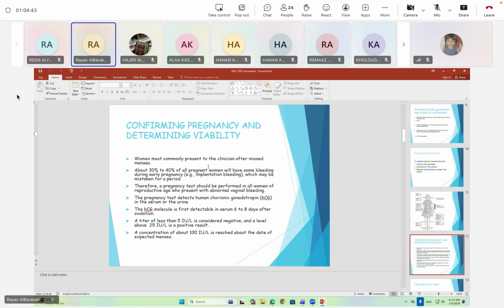So how can we confirm pregnancy? First, the patient will report that she missed her cycle from the expected date. Then we do a pregnancy test, either a urine pregnancy test or a blood pregnancy test.